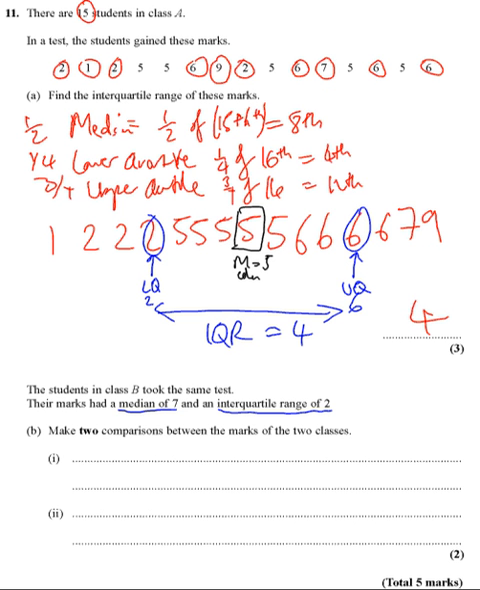So class A, median of 5. Class B, median of 7. Who did better? Clearly, it's class B. So class B had a higher median and therefore typically did better in the test.